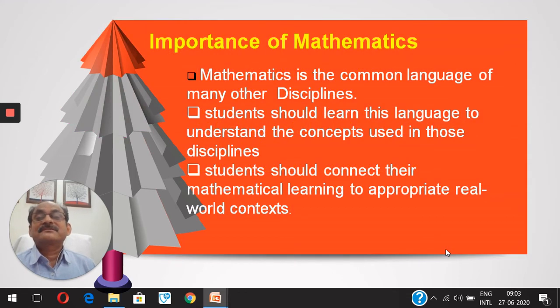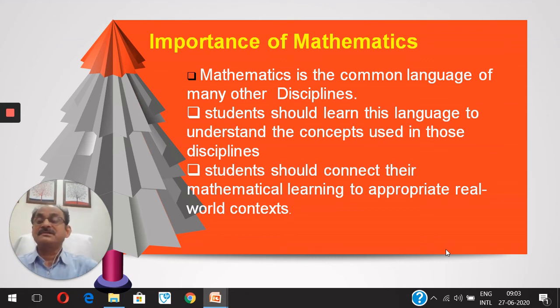Importance of mathematics. Mathematics is the common language of any other discipline. Students should learn this language to understand the concepts used in those disciplines. Students should connect their mathematical learning to appropriate real world contexts. So I am not just going into details about mathematics, but I am going to share with you how mathematics is connected to the other sciences.